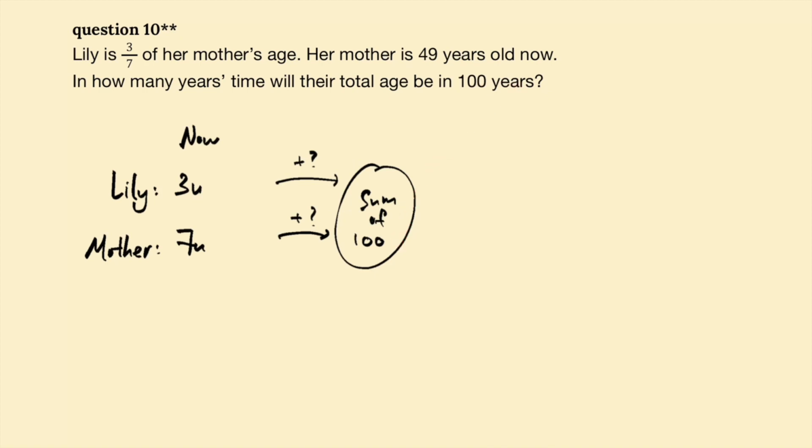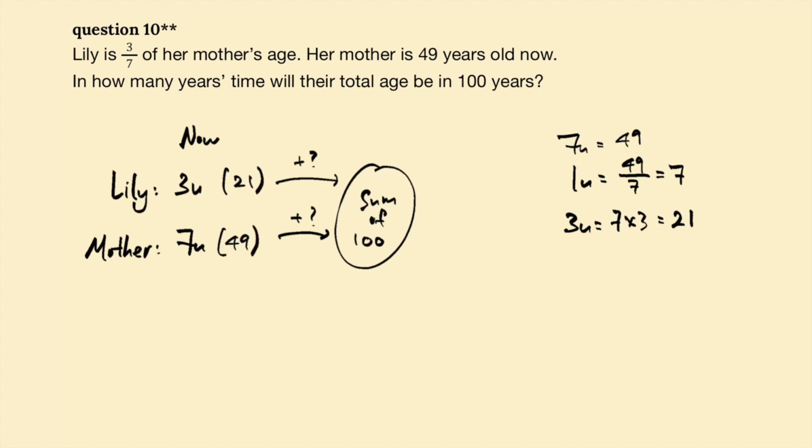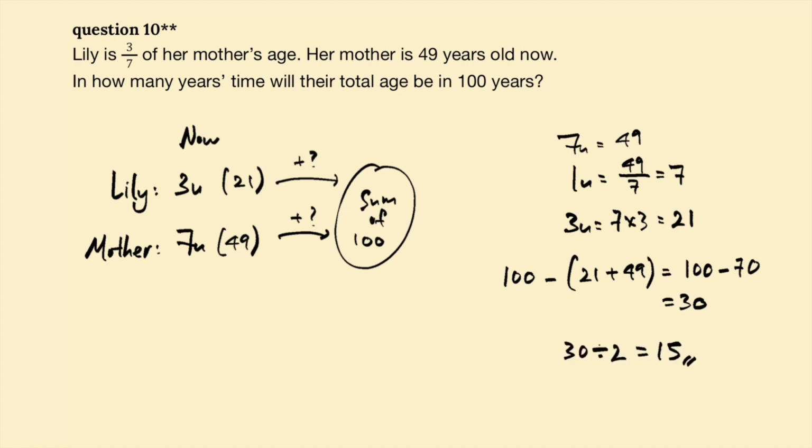In how many years' time, so add a certain number here, will the total be 100? Okay, so while we can definitely work with 7U being 49, after we find 1u, we can find 3u, that's 21. So fill in this, we do not have unknowns anymore, we have the real numbers. Okay, next, we can say 100 minus these two numbers will give us 30. Therefore, since these two numbers are exactly the same, we can take 30 divided by 2, giving us 15. So the answer is in 15 years' time.